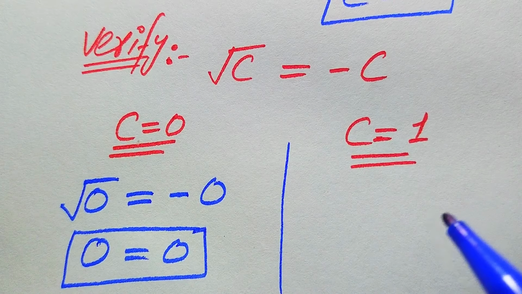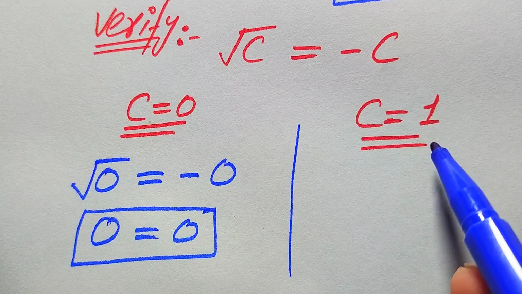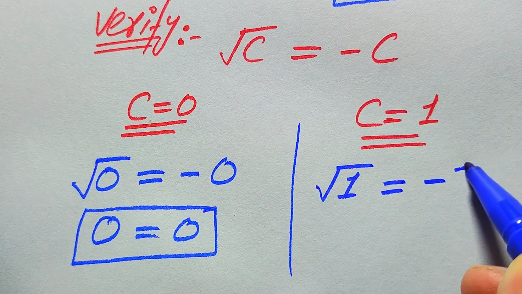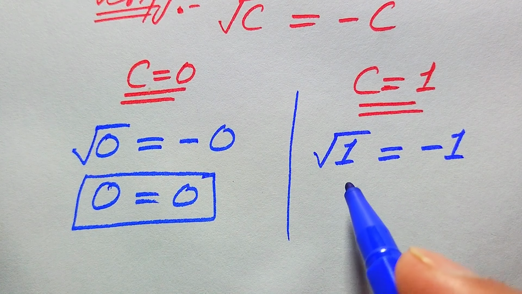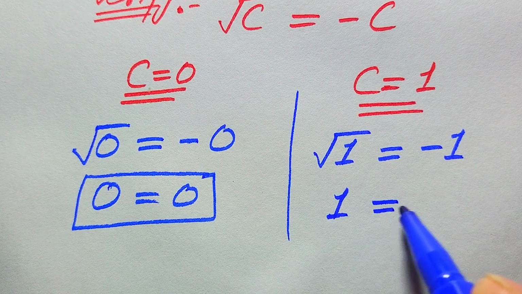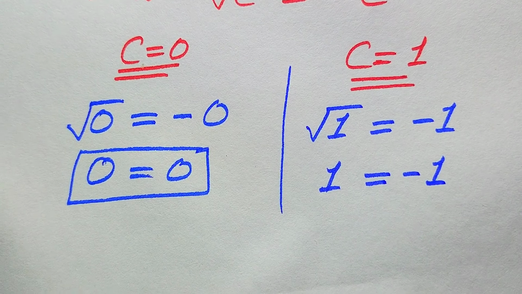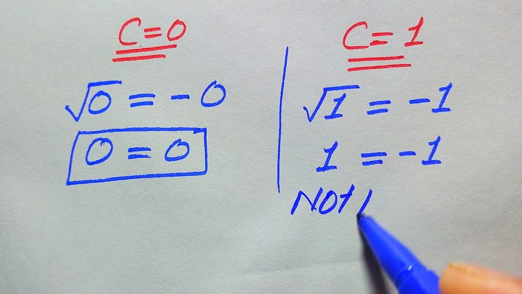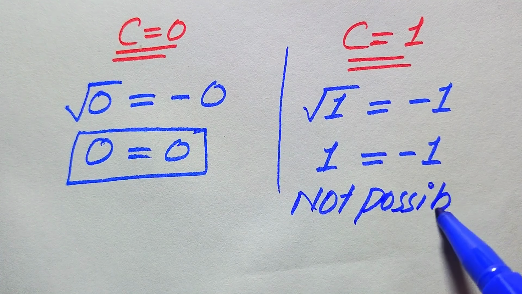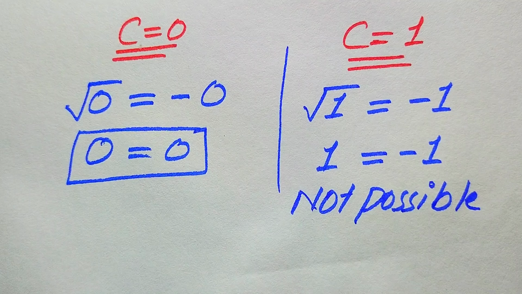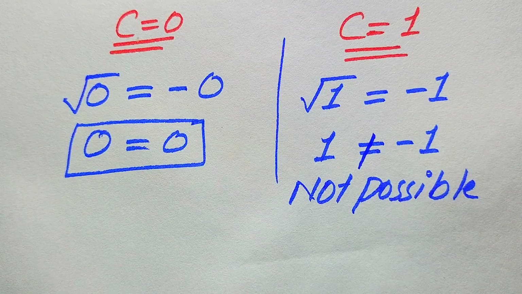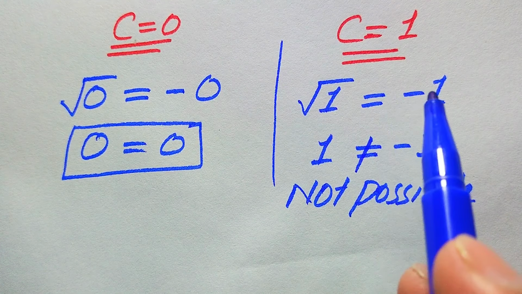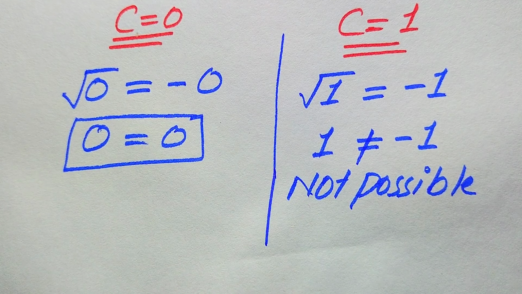In the same pattern, we verify the second value of c, and when we put c equals 1 on both sides, it will be written as square root of 1 equals minus 1. We again see that square root of 1 becomes 1, so 1 equals minus 1. Both sides are not equal, or in other words, it is not a possible case. It is not possible that 1 equals minus 1. If these are not equal, this means that the value c equals 1 does not satisfy our given question statement.